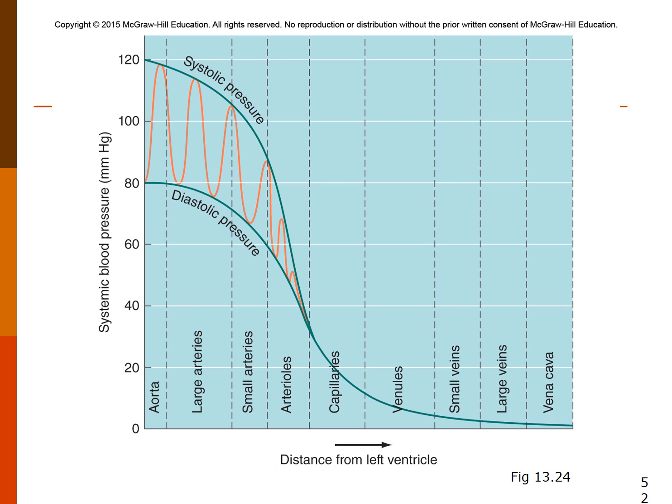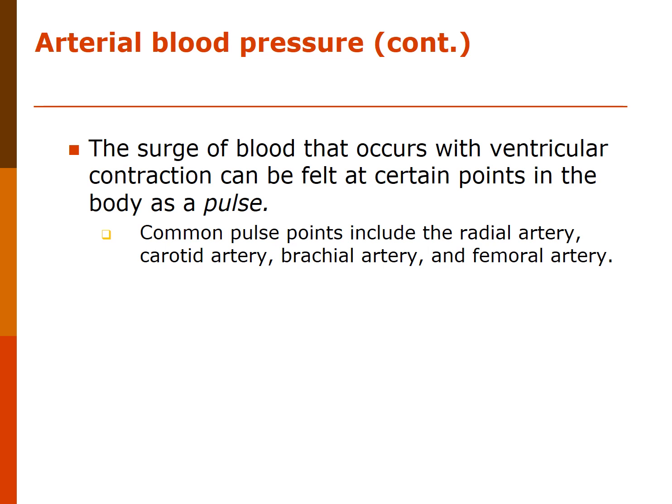Here you can see in the aorta and the large arteries you get a reading of 120/80. The blood pressure is going to decrease as it runs through the small and large veins and eventually the two vena cava. The surge of blood that occurs with ventricular contractions can be felt at certain points in the body. This is known as your pulse.